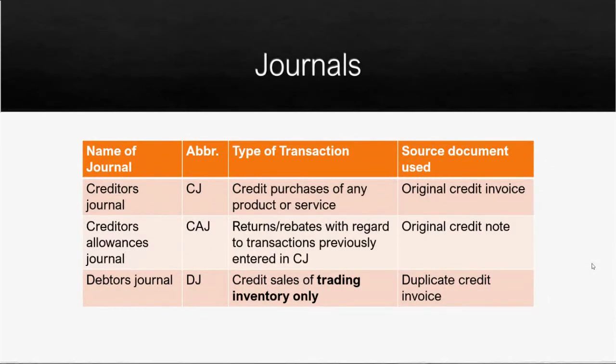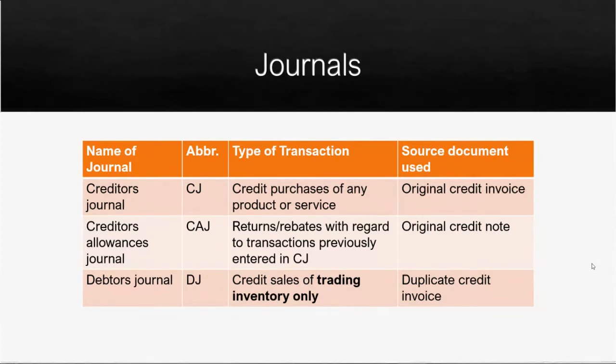A creditors allowance journal, the CAJ, is where we returned goods back to our supplier, either because they were inferior of quality or there was something wrong with them, or we asked them for a rebate because something was not 100% correct in the specs of our product. And then we would receive a credit note to reduce the value of what we've paid.